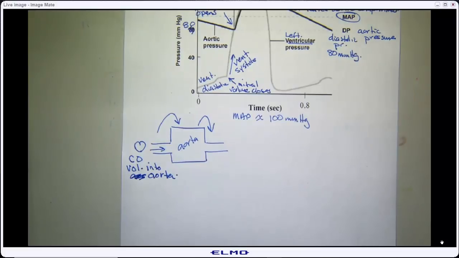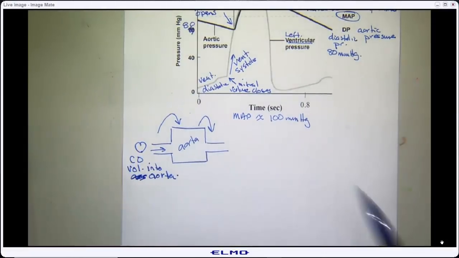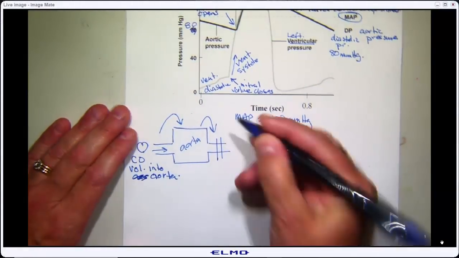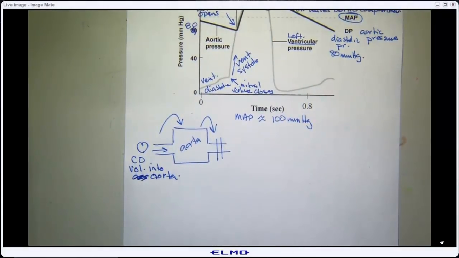So what empties this compartment? What's responsible for the outflow of this compartment? Downstream are these resistance arterioles that we talked about.